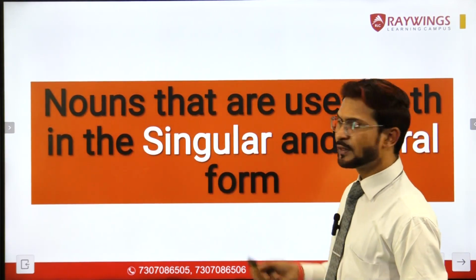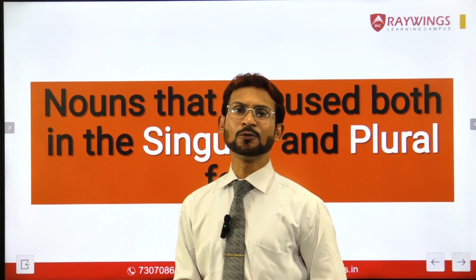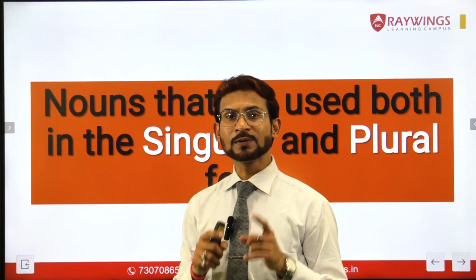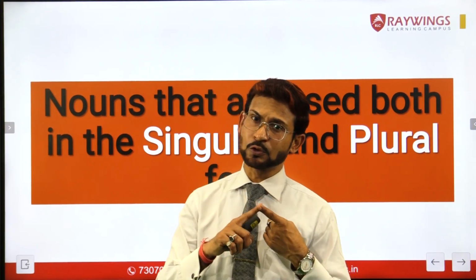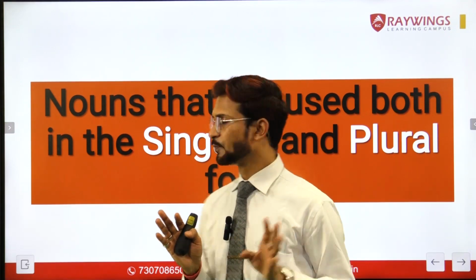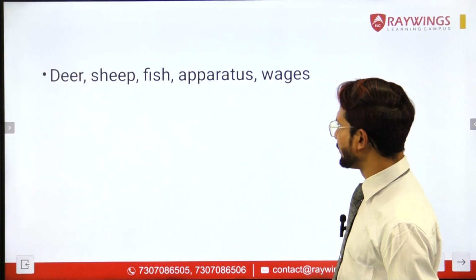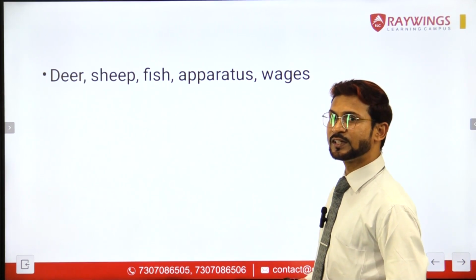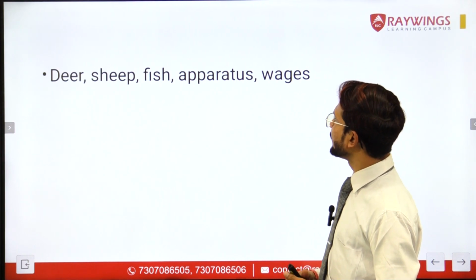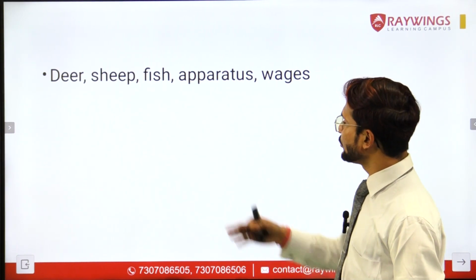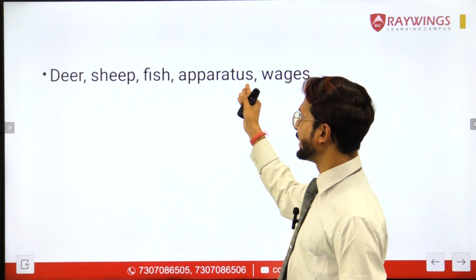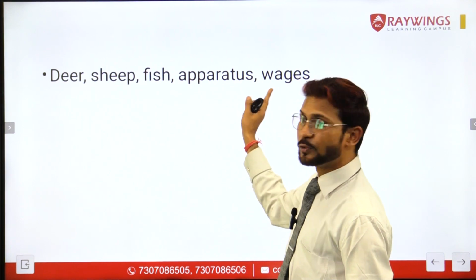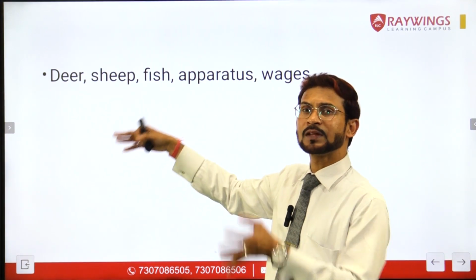Moving to the next one. The next category talks about the nouns that can be used as singular as well as plural. So we are going to talk about those nouns which can be used as both singular as well as plural, right? Let us have a look at the first set of words: deer, sheep, fish, apparatus, and wages. You can see that there is no s at the end. They are always used in this form only, but they can be used as singular as well as plural.